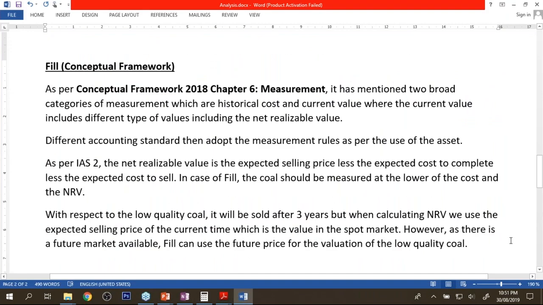So you people can take the snapshot quickly so that I can get back to the presentation.